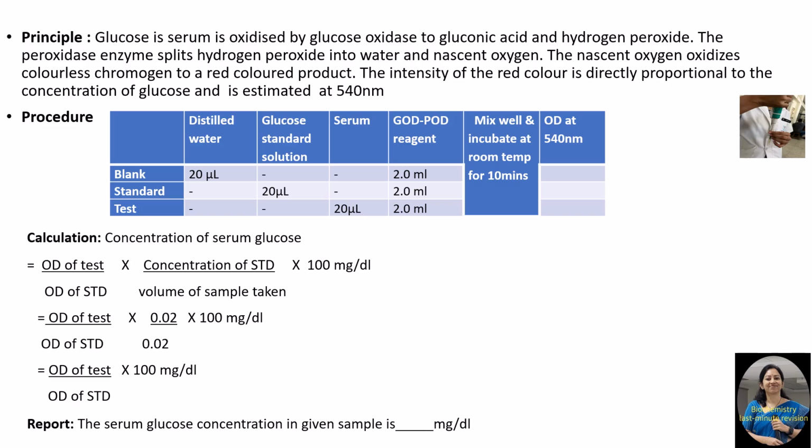Now how do you get serum? You are collecting around 2 ml of venous blood from the median cubital vein, and this blood is centrifuged, and whatever supernatant you collect is known as serum.